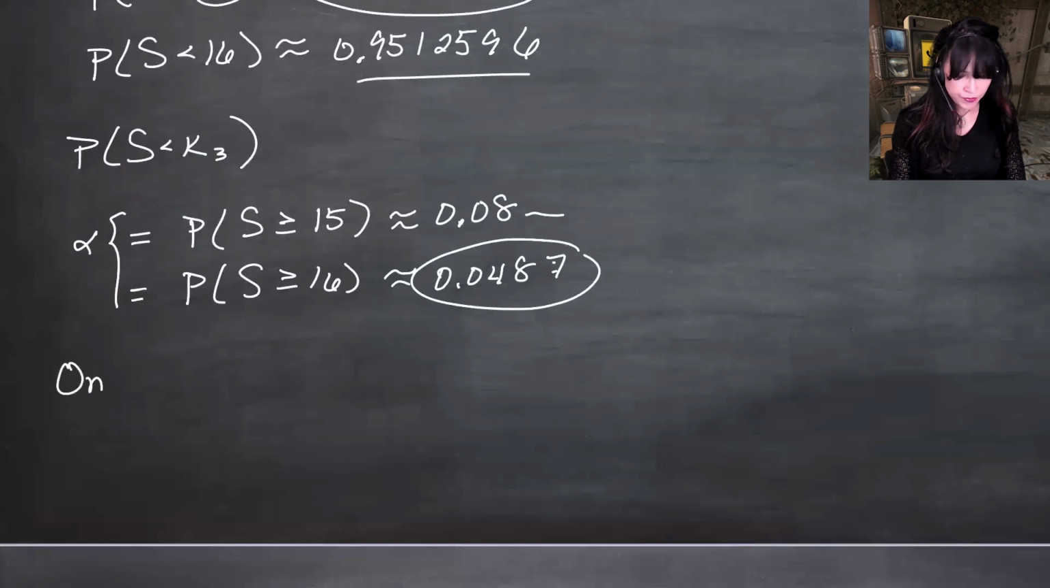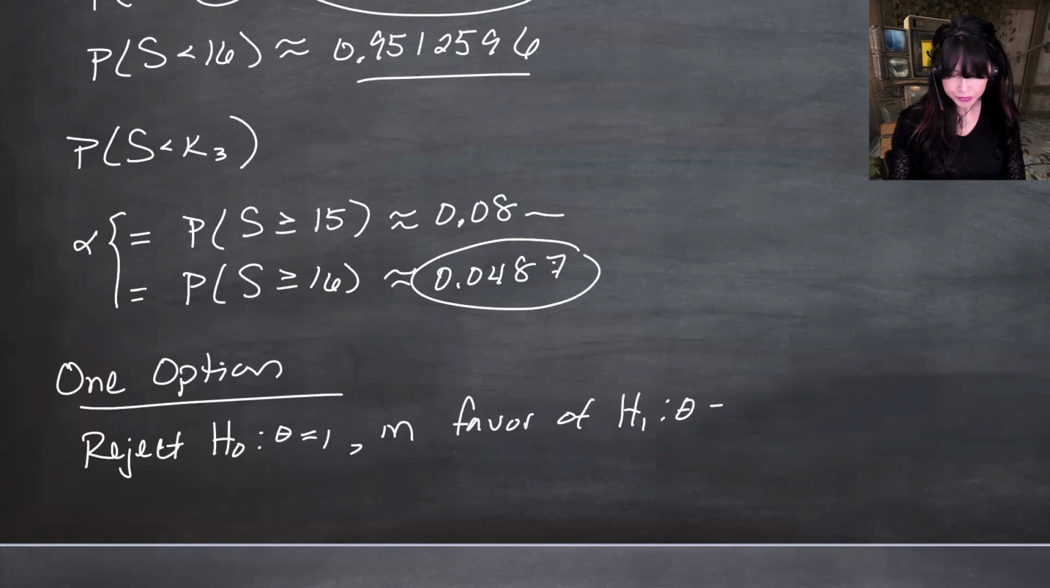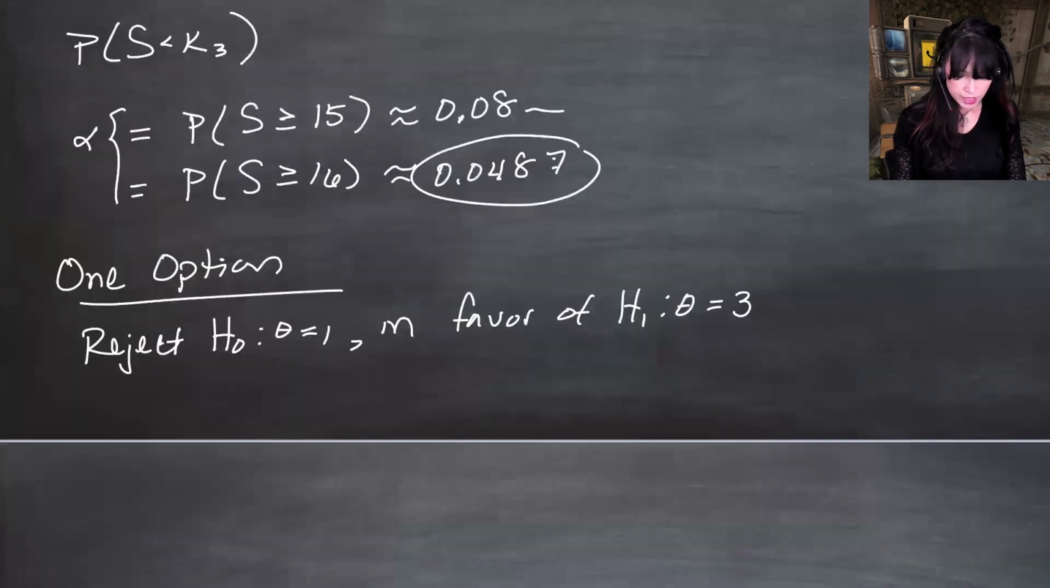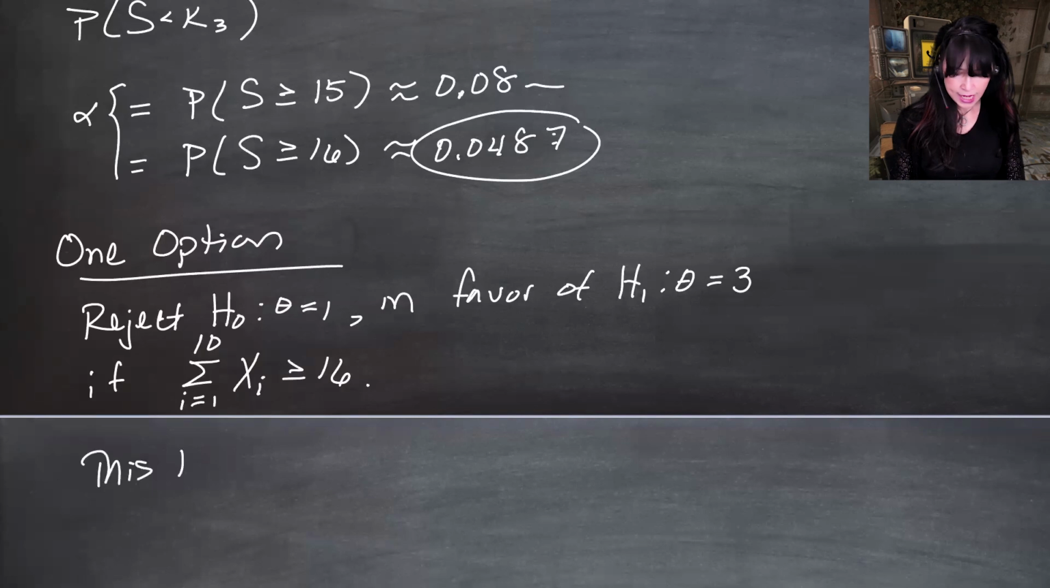So one option here is to report your test like this, is to say, I'm going to reject the null hypothesis that theta equals 1 in favor of the alternative that theta equals 3 if the sum as i goes from 1 to 10 of the xi is greater than or equal to 16. Now, this test has size 0.0487.